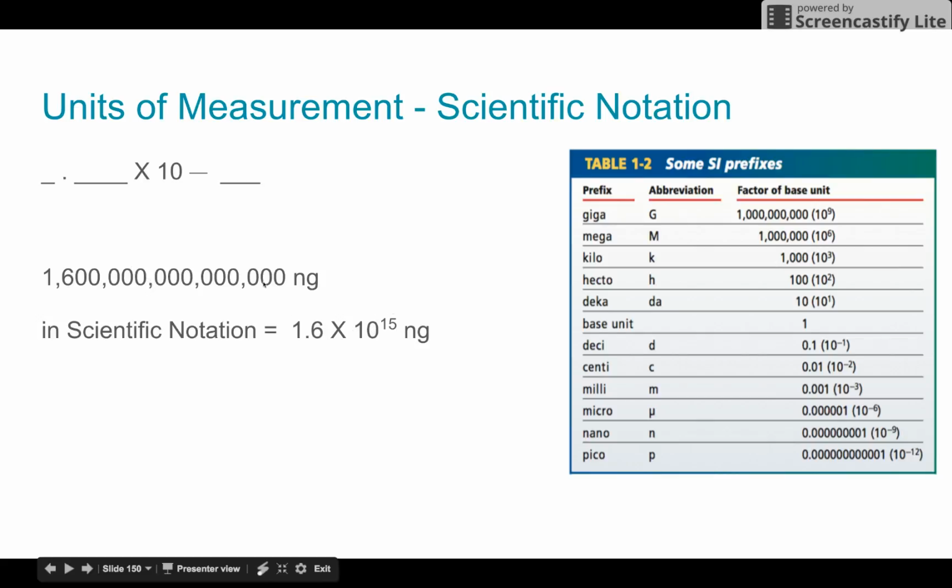If it's a large number, the exponent is going to be positive, and if it's a small number, the exponent will be negative.